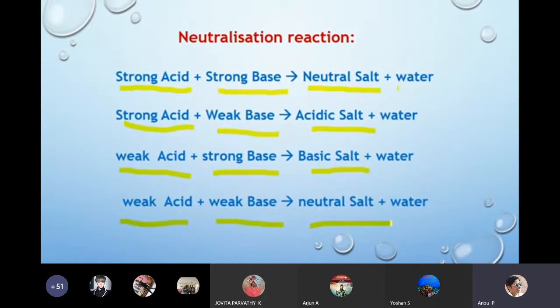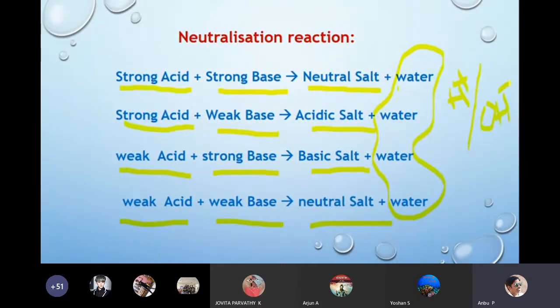Commonly in all the neutralization reactions, definitely there will be formation of a water molecule. This water is formed by the combination of H plus from the acid and OH minus from the base. It is because of that all the neutralization reactions definitely release a water molecule, because the base releases hydroxide ion and the acid releases H plus ion. Because of these things, they are called neutralization reactions. Any questions over here? Do you have any doubt?